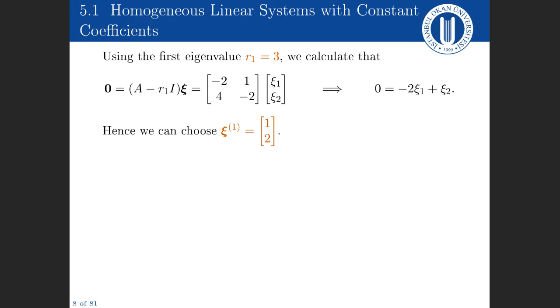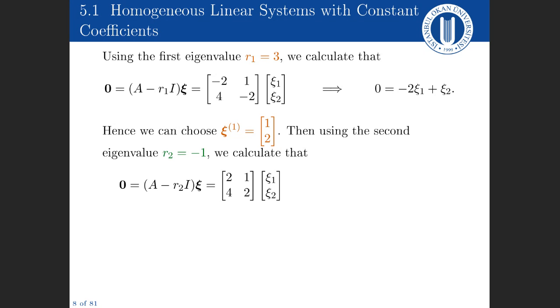Then we need the second eigenvector. We look at the second eigenvalue. We're going to look at minus 1. Put this into our formula, and we need to have 2 xi1 plus xi2 is equal to 0. Again, we can take any vector which satisfies this equation. So I choose a nice easy one. I'm going to choose (1, minus 2).